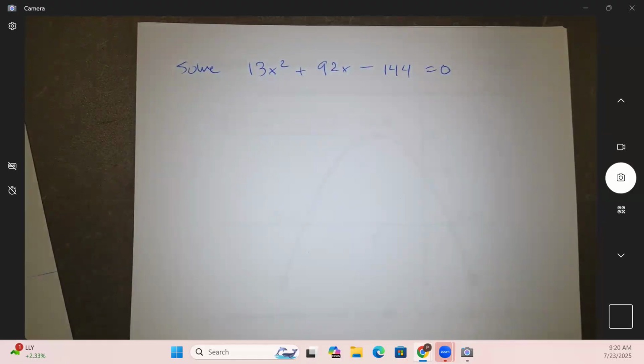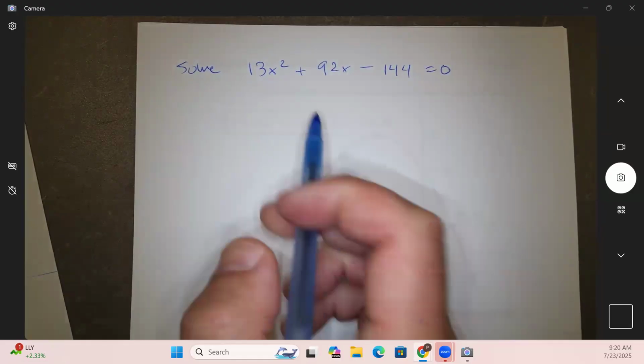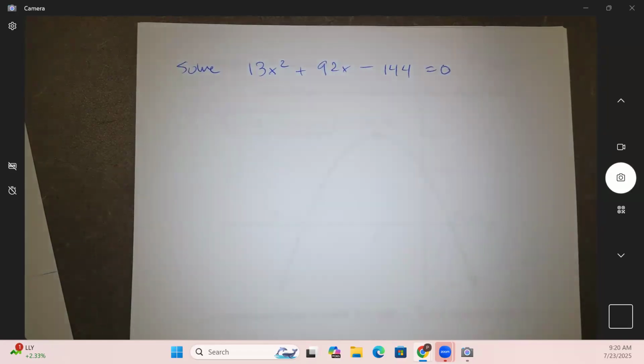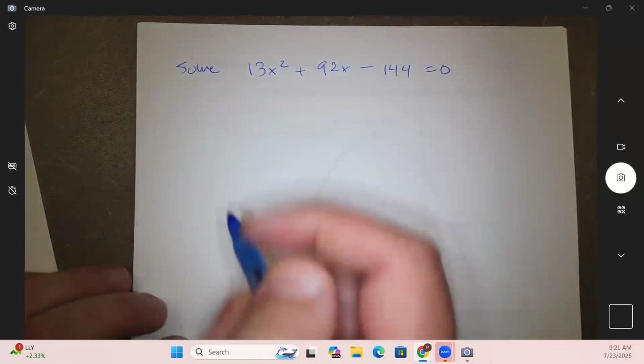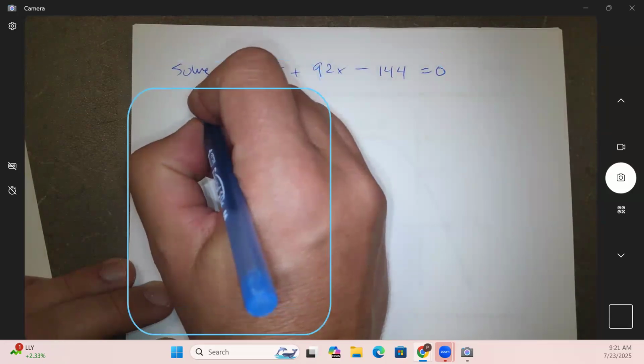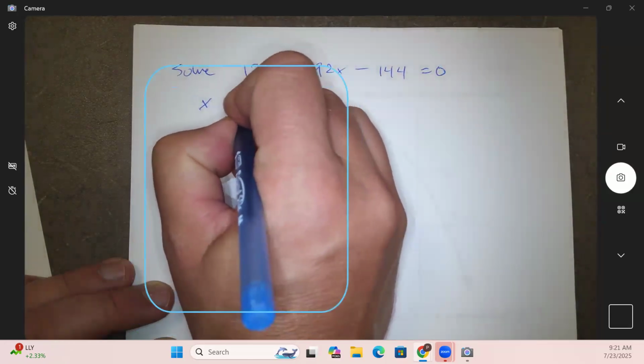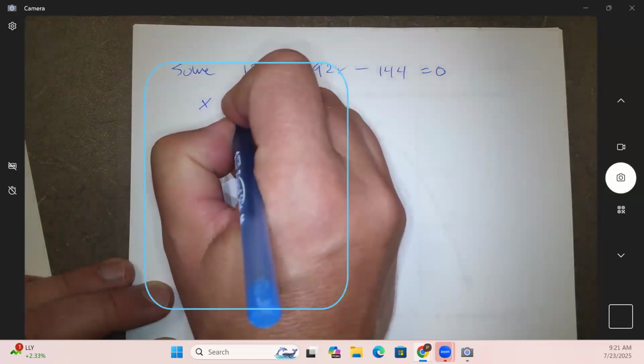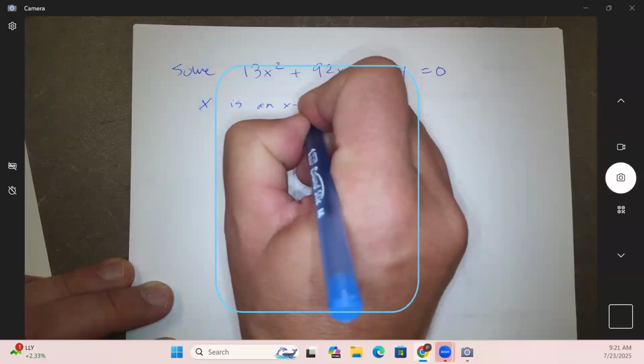Nobody said yes? Good. Who wants to solve this using the box method to factor? I sure don't. Yeah, but we don't have to, because we know that this will be solved when x is an x-intercept.